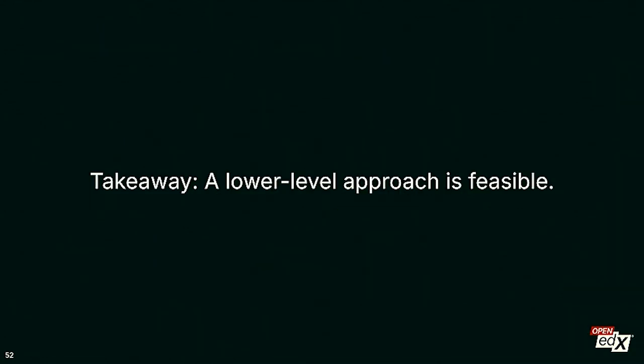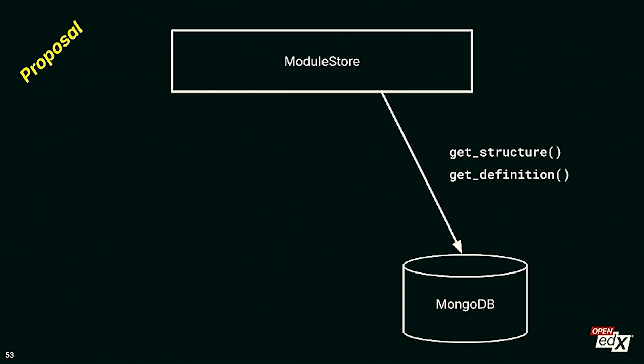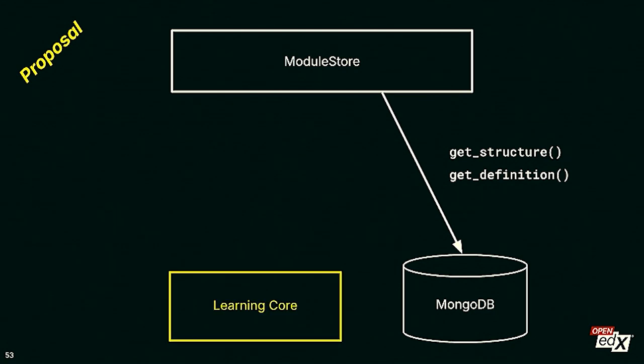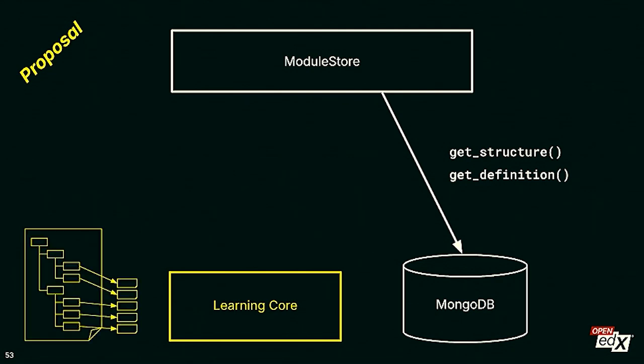So the takeaway from this is that a lower level approach is feasible. And you folks might be realizing at this point where I'm going with this. ModuleStore accesses these documents by calling getStructure and getDefinition, and those hit MongoDB. What we're proposing, and how this demo worked, is we're going to have Learning Core generate structure documents.